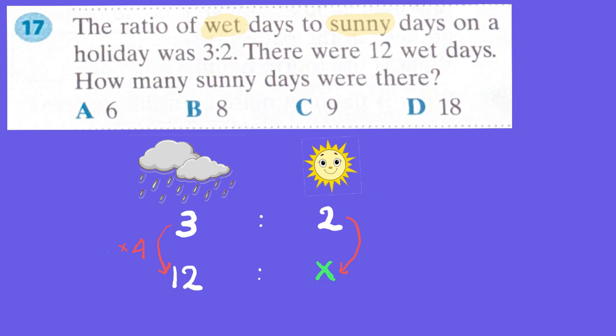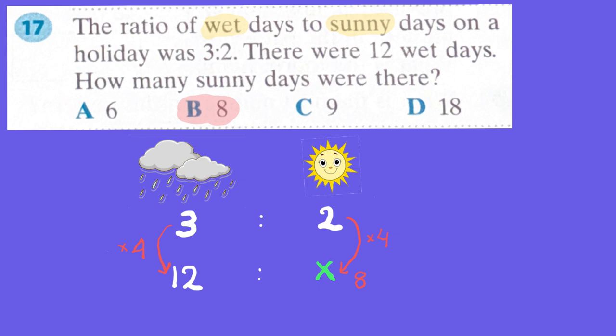So 2 days multiplied by 4 will become 8. There were in fact 8 sunny days. So our answer will be B. Now, there are many ways of doing this problem, but I chose to do it this way for the standard test. Once we do intermediate and advanced, I will show you more ways of doing it in the algebraic form.